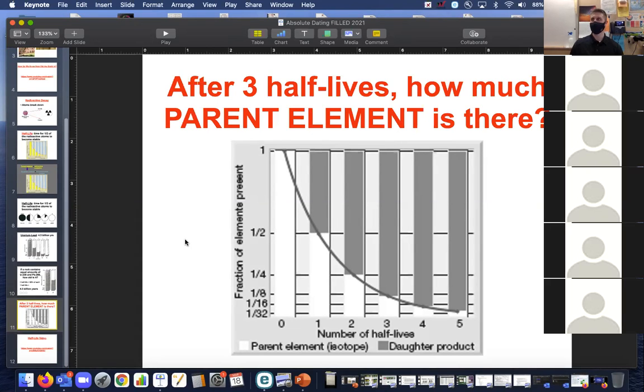I will give you a hint. It's a fraction. It is a fraction. So 3 half-lives, how much parent element is there? So go ahead and post it in 3, 2, 1, and post it.